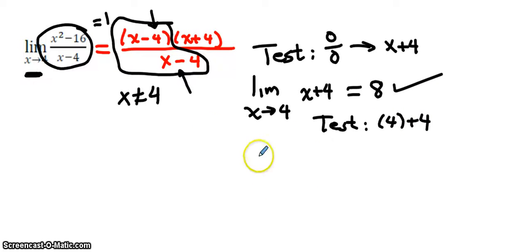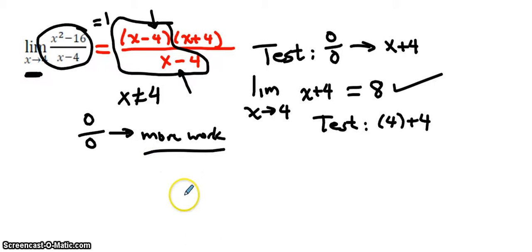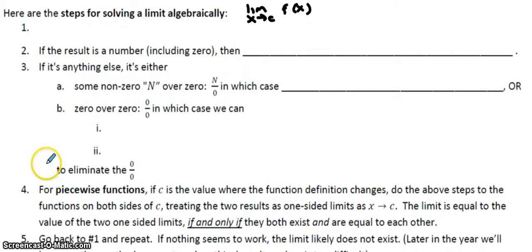And that is going to be the value of our limit. So when we have 0 over 0, instead of giving up at that point, instead of saying that it's undefined or does not exist, we need to do a little bit more work. And generally that's going to involve factoring if we have a rational function. So this is really going to be our process here.